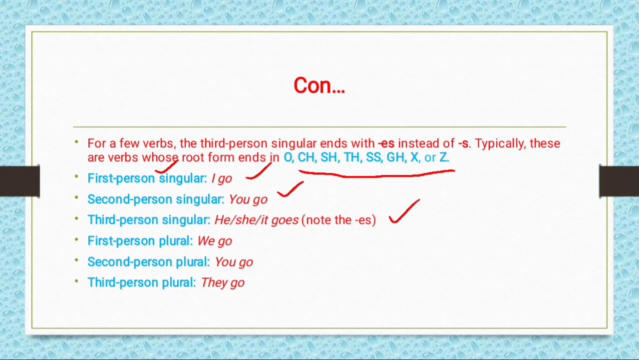First person plural, we go. Again, we can't say we goes. Second person plural, you go. It's right, but we can't say you goes. Third person plural, they go. They is also third person, but they is plural. That is why we don't use es, s or ies with third person plural. We use it just with singular names.